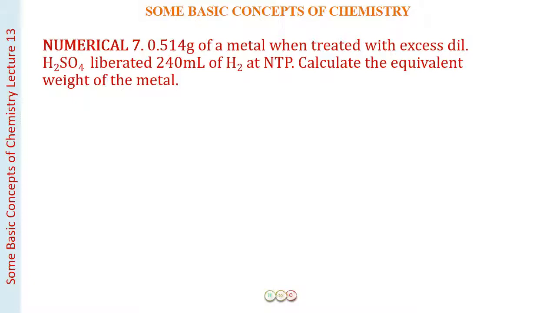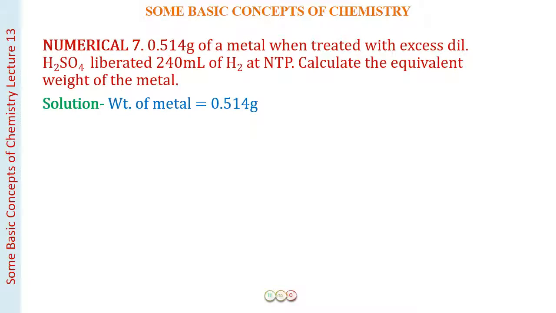The seventh question is that 0.514 gram of a metal, when treated with excess of H2SO4, liberated 240 ml of hydrogen at NTP, and we have to calculate the equivalent weight of the metal. I have tried to give as many numericals as I can so that you can practice a lot with me, and then you can do as many questions as you want from whatever books you want. So you will have confidence that yes, you can do so many questions.